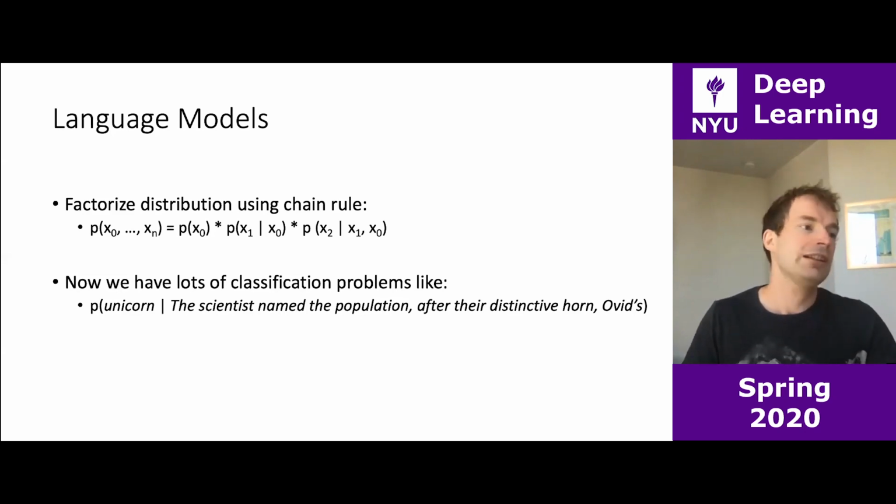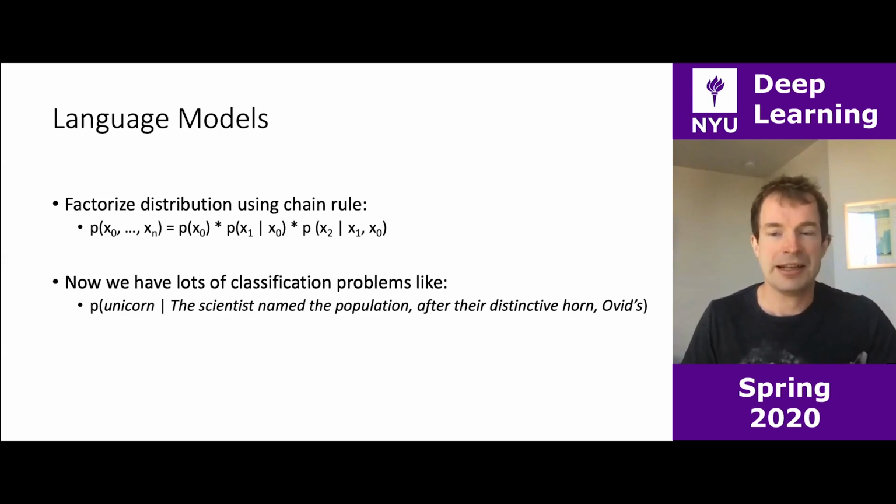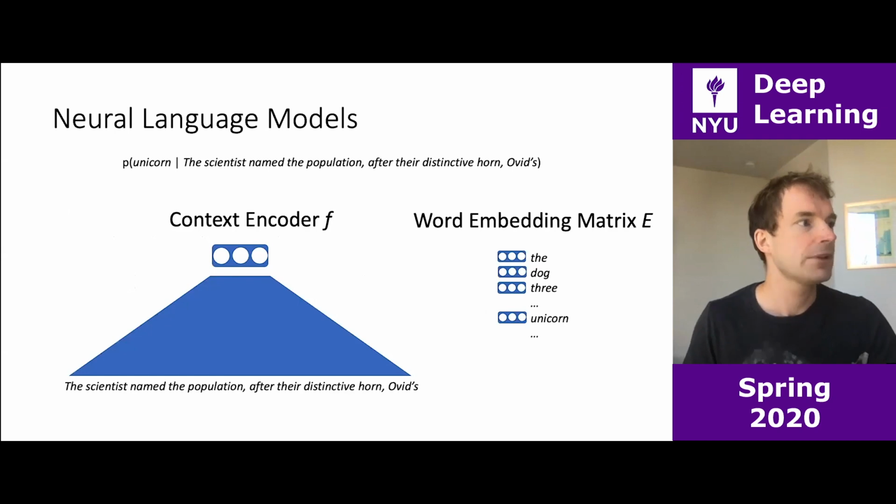So more concretely, from this example I showed you before, we got this string, the model output: the scientists named the population after the distinctive horned ovids, and you've got to predict the next word. And the correct word in this case is unicorn.